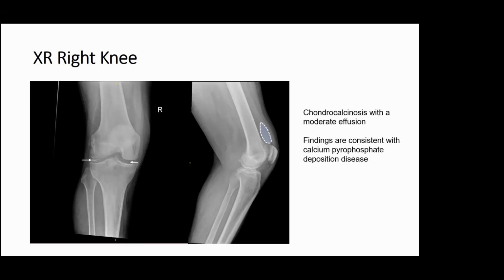So this patient had chondrocalcinosis with a moderate effusion, and the findings are consistent with calcium pyrophosphate deposition disease. Okay, so now we have more information. Also, this patient is refusing the arthrocentesis at this moment. So given all the information we have, what's the most likely differential diagnosis in mind?